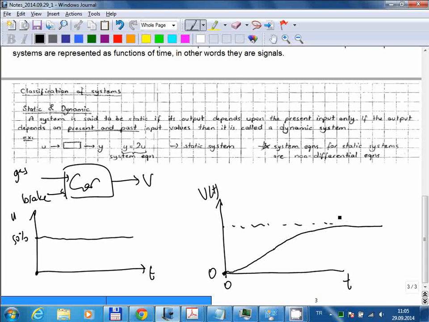I heard dynamic, and somebody says static. It's really very easy to distinguish if you go back to the definition and think about what it says. The definition says a system is static if its output depends upon the present input only. Now let's check.